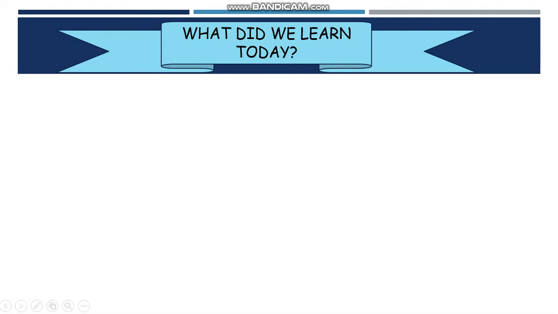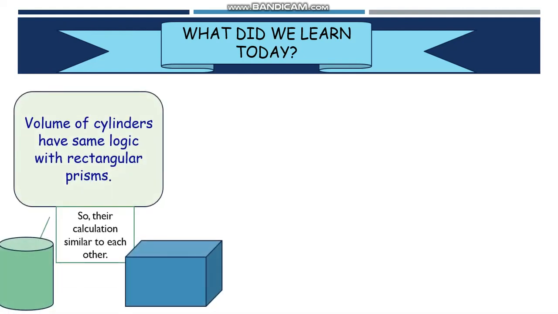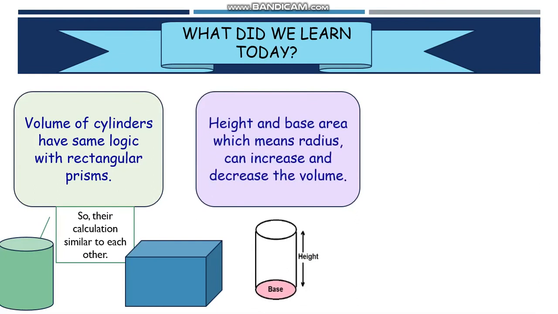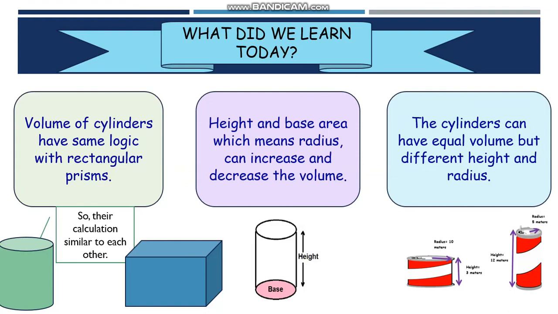Let's think about what we learned today. We learned that the volume of cylinders has the same logic as rectangular prisms, so their calculations are similar to each other. And the second one, height and base area, which depends on the radius, can increase and decrease the volume. And also, cylinders can have equal volume but different height and radius.